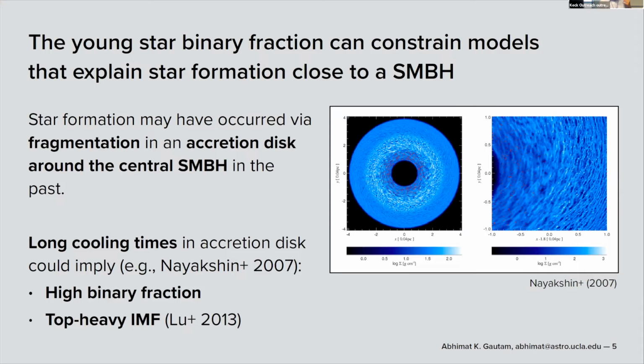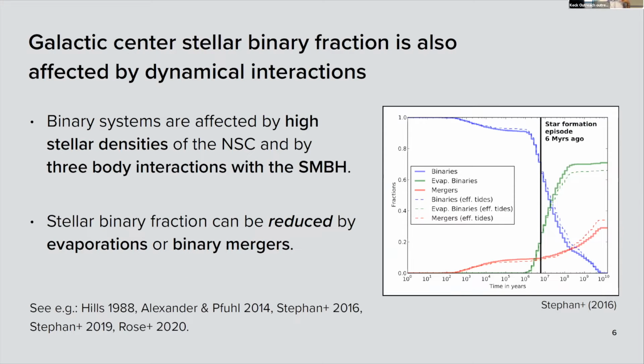2013. The binary fraction is also important because it is affected by dynamical interactions at the center of the galaxy. There is a very high stellar density at the center of the galaxy, and that ends up reducing the fraction of stars that are in binary systems. You can also have 3-body interactions between a binary system and the central supermassive black hole that can lead to mergers or evaporations. So this can also end up reducing the binary fraction.